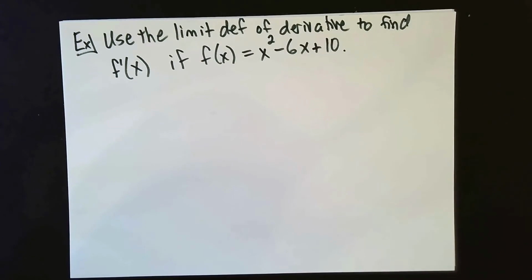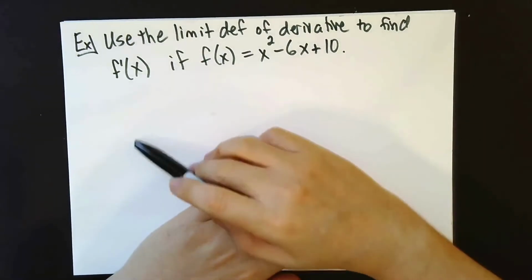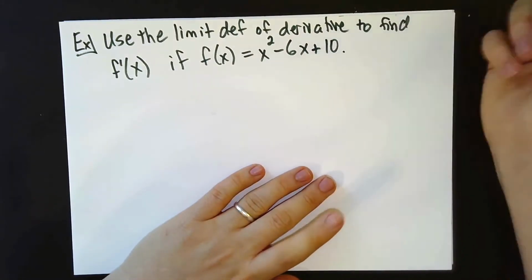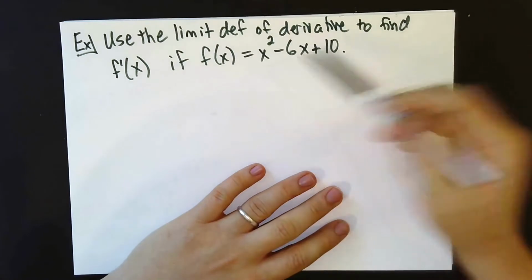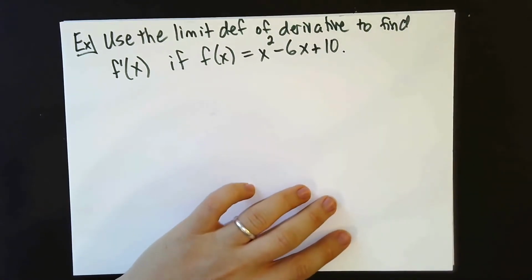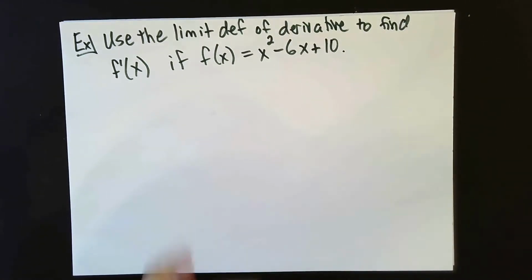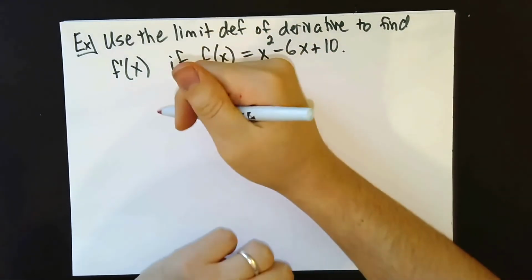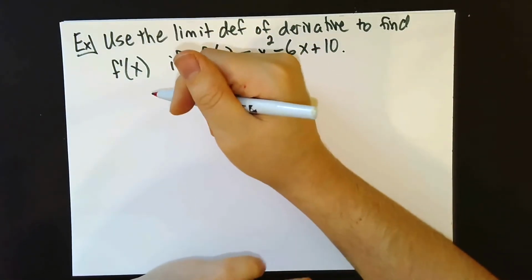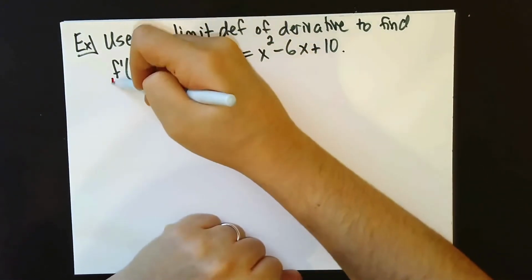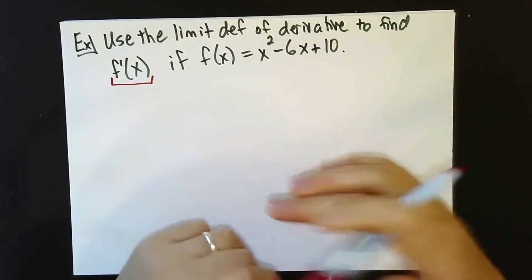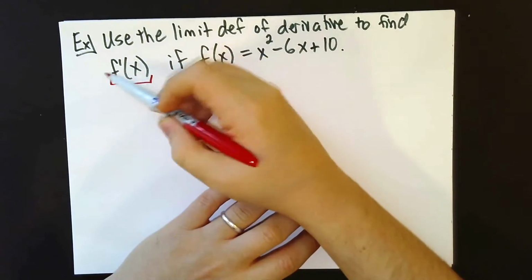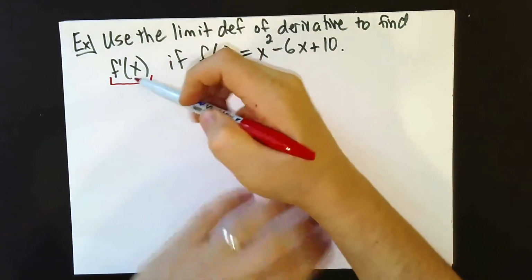So here's what questions in this section are going to look like. We're going to say, use the limit definition of derivative, just like we said before, to find f prime of x if f of x is whatever this is. Okay. And so the new thing here, and the theme of this whole section, is that instead of saying f prime of 4, or f prime of 1, or f prime of minus 2, I'm just saying f prime of x. In other words, we really want the derivative of f at every point given to us in some nice formula.